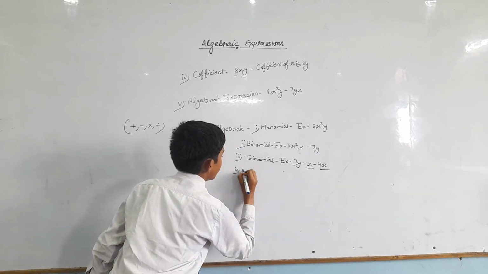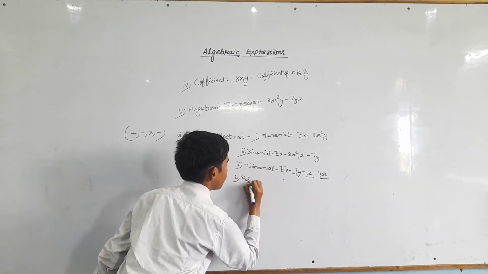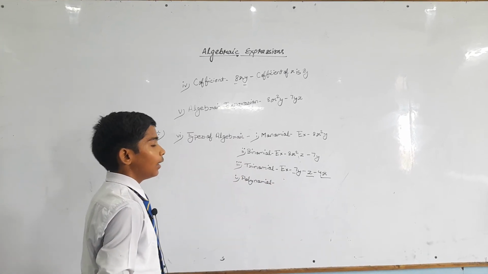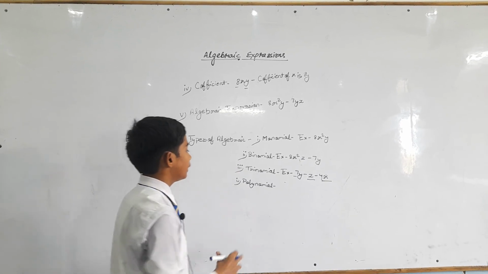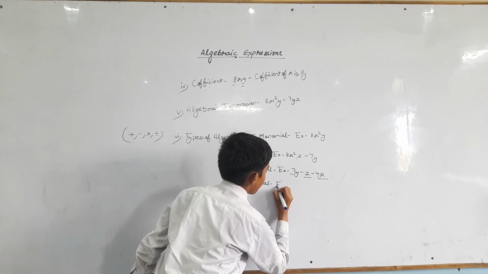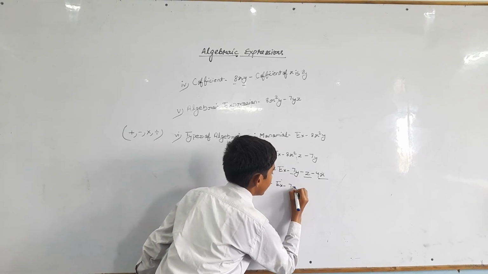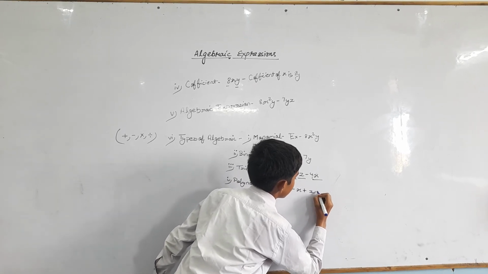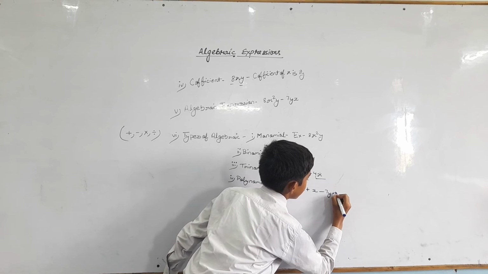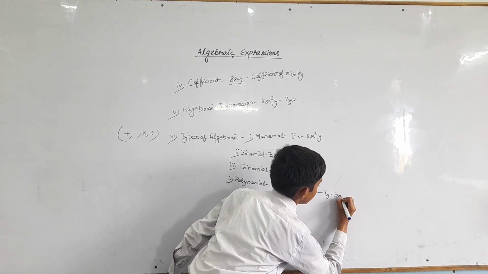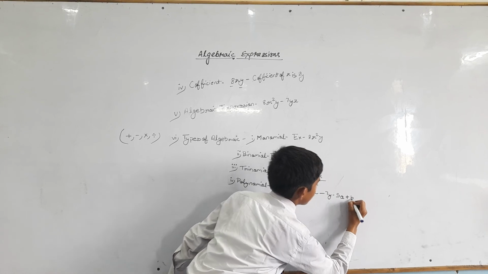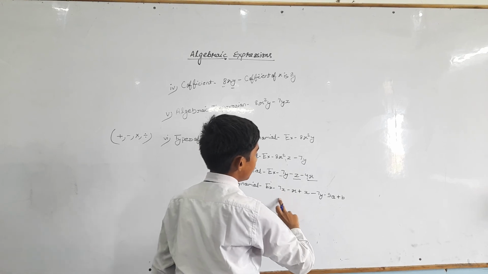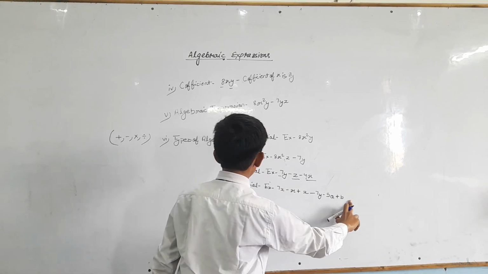Then fourth is polynomial. When an algebraic expression has more than three terms, it is called a polynomial. Example: 7z minus x plus and so on. Here we see that this expression has more than three terms, so we call it an example of a polynomial.